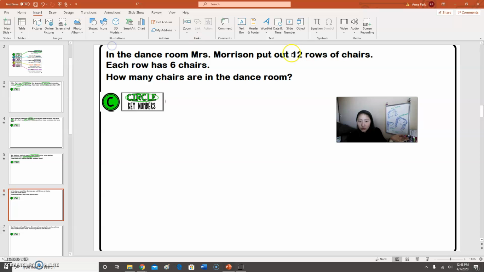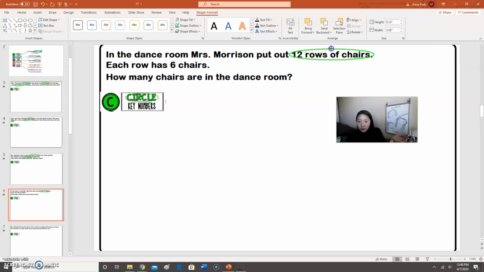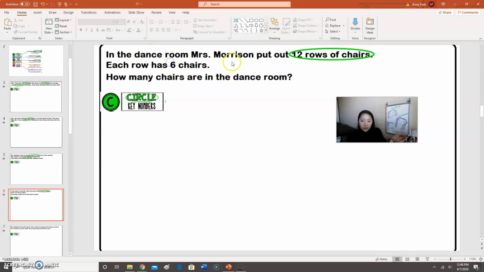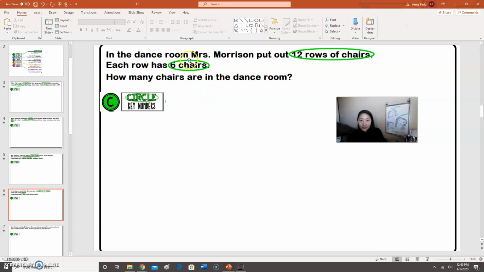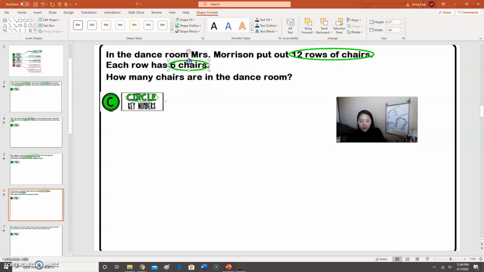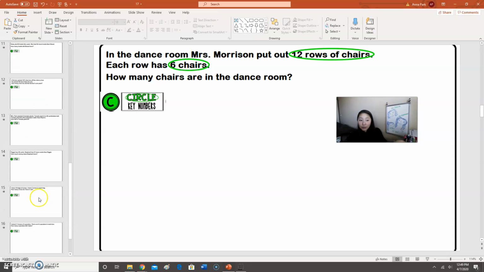Gonna go get my circling tool. 12. Oh, why is it not working? 12 rows of chairs. Trying to make it a little bit nicer so we can actually see. Next one is each row has 6 chairs. Alright, each row has 6 chairs. And that's it for this one. Again, I'm going to make it a little bit bigger so we can actually see the 6. And we have a couple more to go.